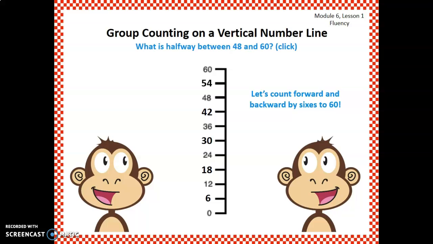Ready? 6, 12, 18, 24, 30, 36, 42, 48, 54, 60. Now backwards. 60, 54, 48, 42, 36, 30, 24, 18, 12, 6, 0. Great job.